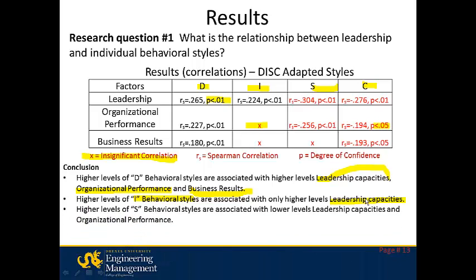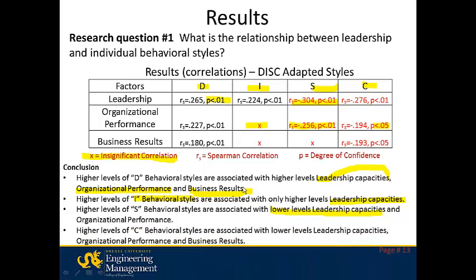The third conclusion was, if you're looking at the S behavioral styles, these were associated actually with lower levels of leadership capacity. This is perceptual, that people that have S styles, these are the steady people. They're working at a more deliberate pace and they're focused more on people than tasks. Actually, we'll show you as an example here a negative correlation with leadership and org performance, but no relationship to or anything significant to business results.